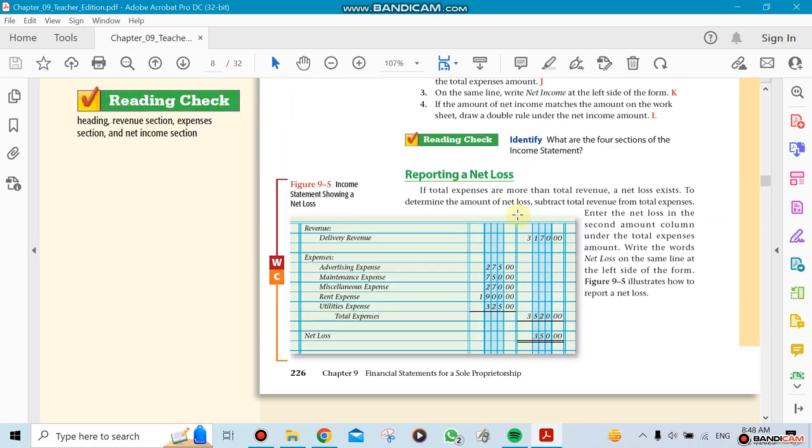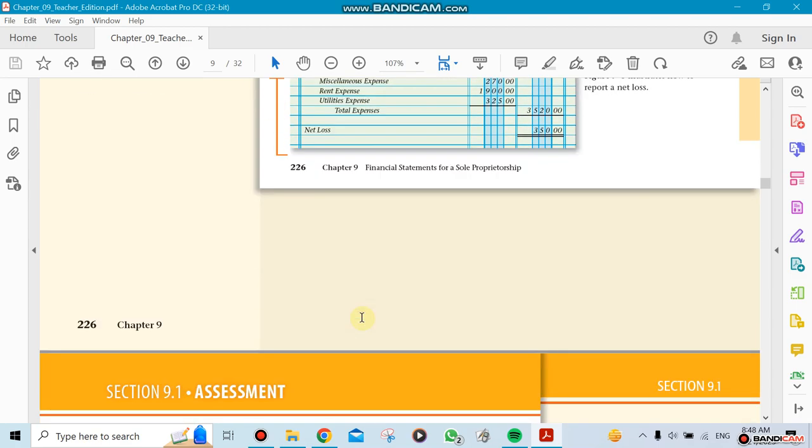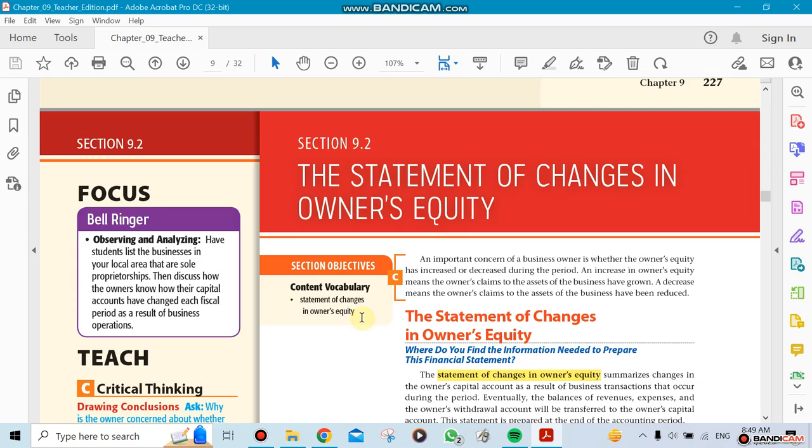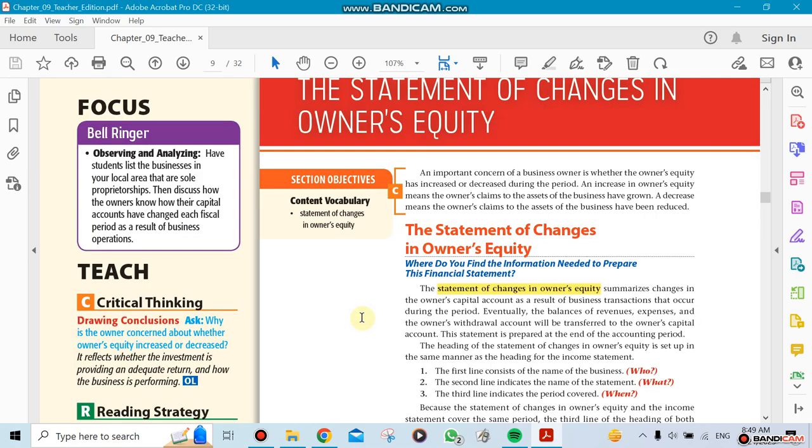Now this is another example of revenue minus expenses. But here we did lose money because our expenses were higher than our revenue. So you can see this is a net loss here. The next section will be the same thing. We'll be talking about the statement of changes.